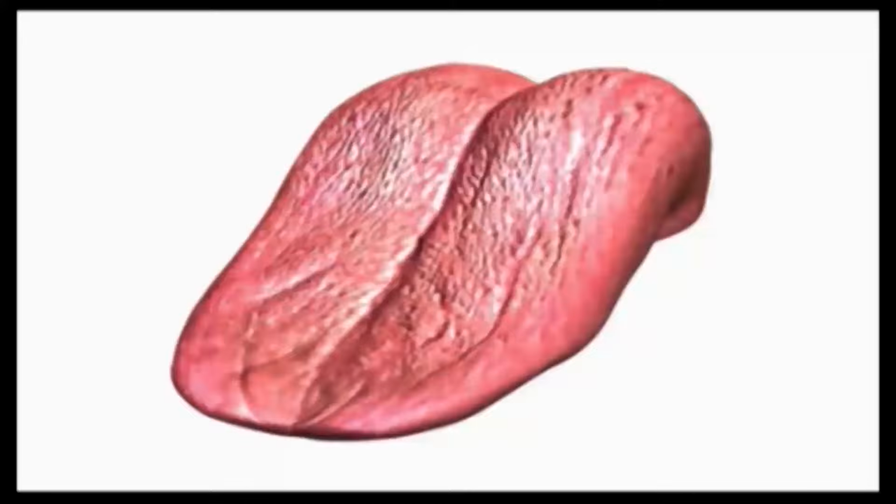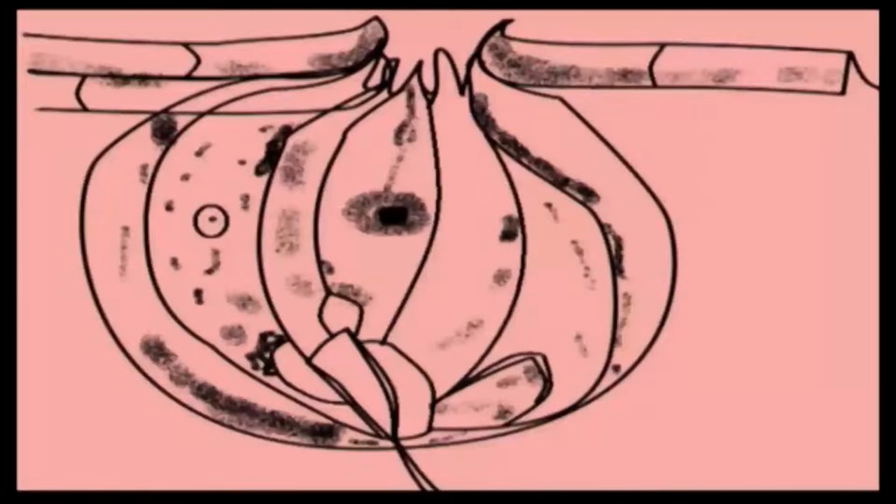The tip of the tongue is sensitive to sweet and salty tastes, the side to sour and the back to bitterness. You can see small bumps that contain the taste buds. These bumps are called papillae. You can see a taste bud.